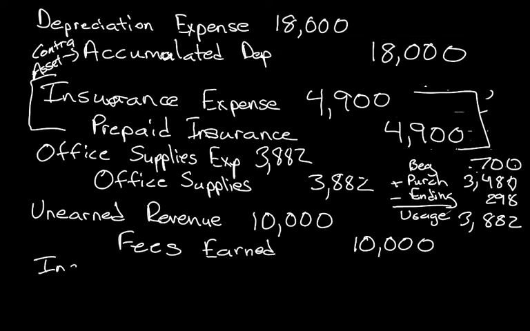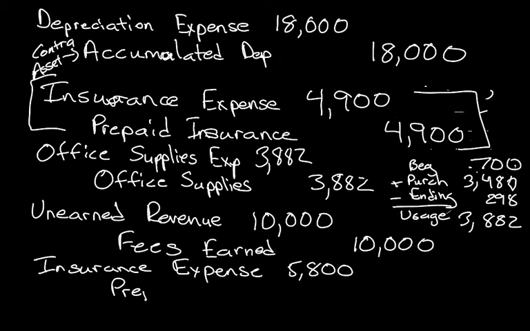So we're going to debit the insurance expense for the amount that expired, which was $5,800, and we're going to credit the prepaid insurance account $5,800 because now we've used it.